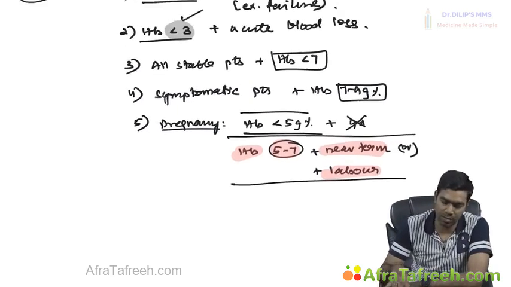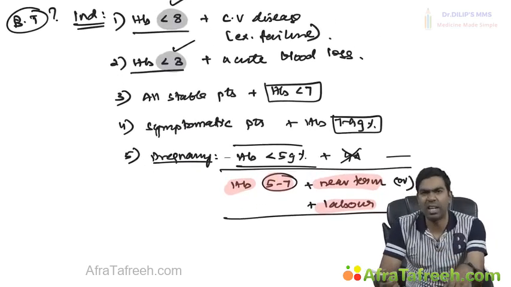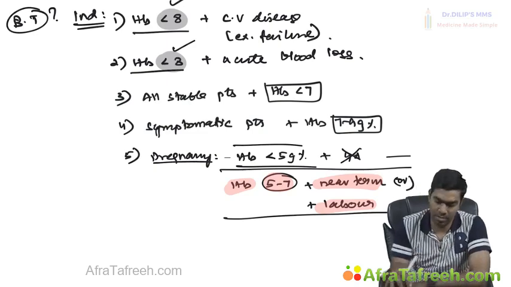So these are the indications for blood transfusion in iron deficiency anemia. But in general, these indications can be used for blood transfusion in any kind of patients, not only in iron deficiency. So that is one big important thing.